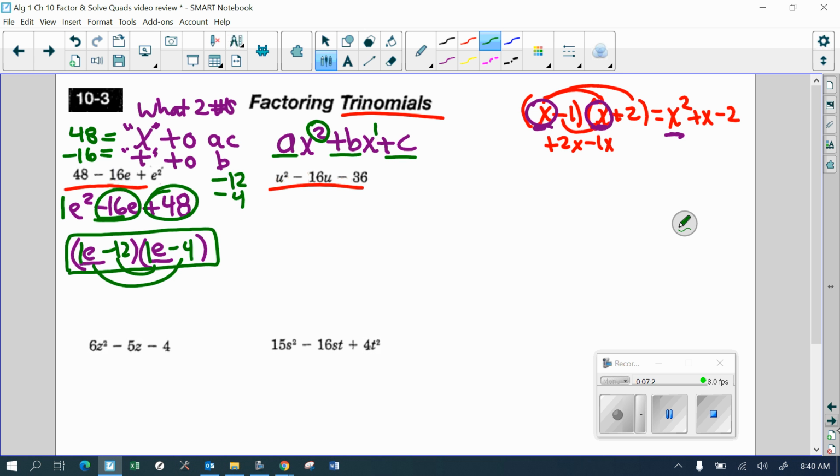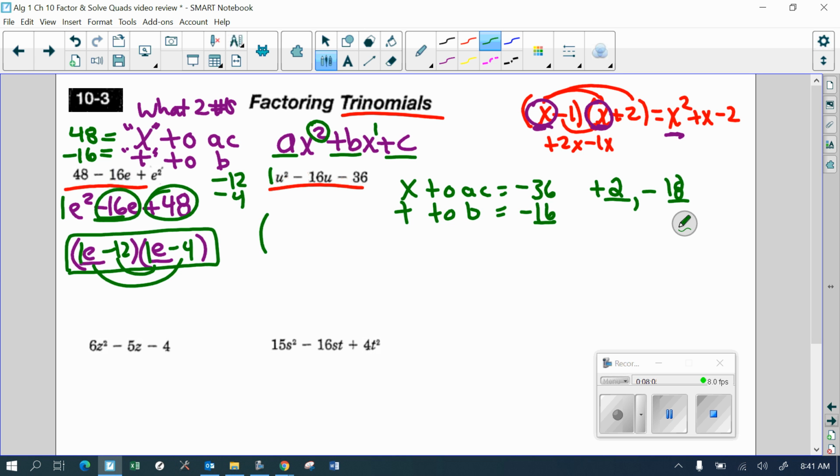Okay, so doing this again here, it's going to multiply to A times C. There's A, 1, and C is negative 36, so 1 times negative 36 is negative 36, and adds to B, which is negative 16. So since it's going to multiply to negative 36, one has to be a positive number, and one has to be a negative number. So in other words, what subtracts to negative 16, but multiplies to negative 36? How about negative 18 plus 2. That multiplies to negative 36, and 2 minus 18 is negative 16.